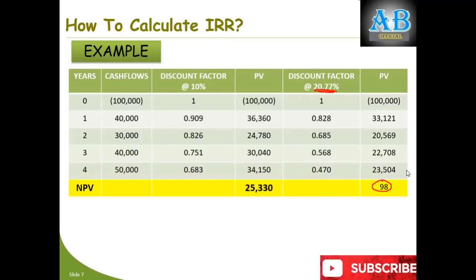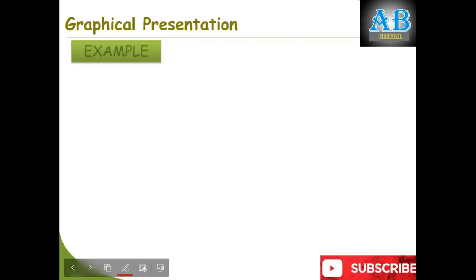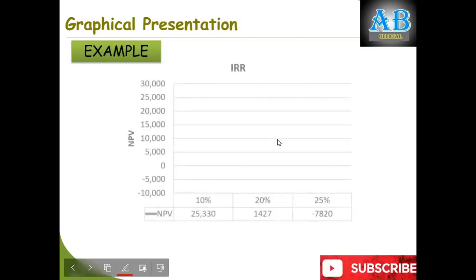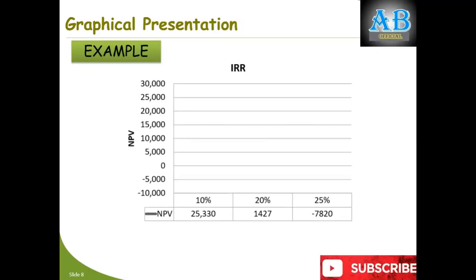Okay. Now, this is the calculation about the graphic. This is the graphical representation of IRR. On our x-axis, we will put the cost of capital. I have used three costs of capital, which are 10%, 20%, and 25%. And on the y-axis, it's the NPV figure.